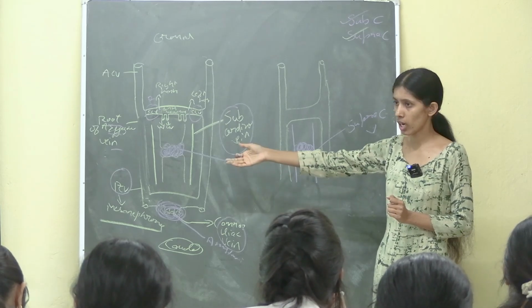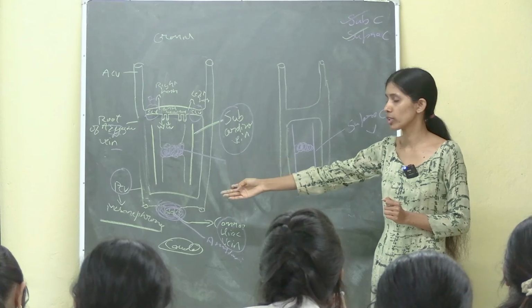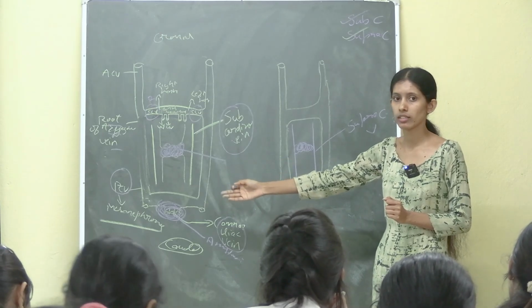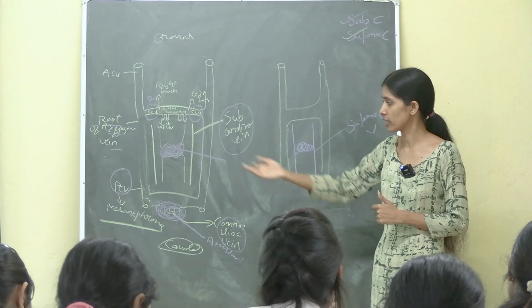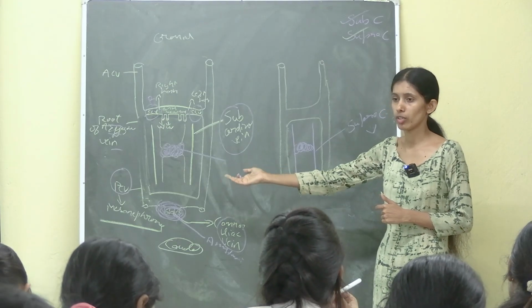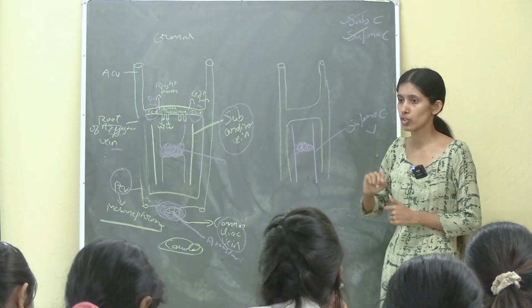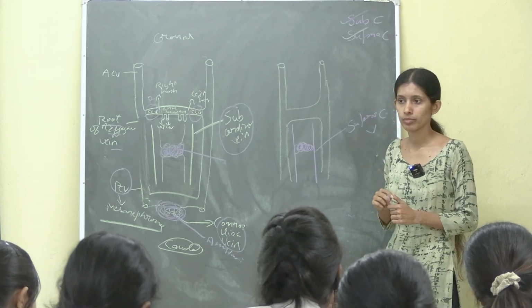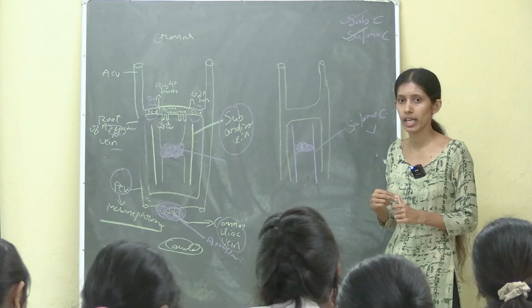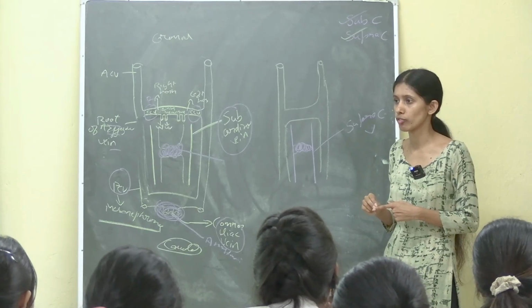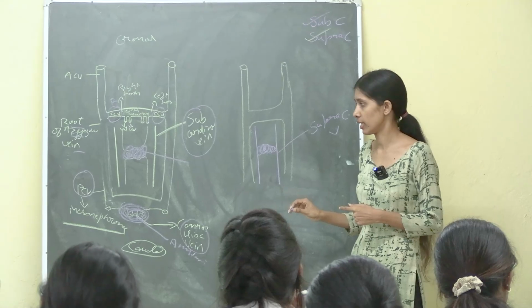Because your posterior cardinal vein is formed along with the development of mesonephrons. Once the mesonephrons start disappearing or degenerating, your posterior cardinal vein will also disappear, and its remnants give two important structures. What are those? Root of azygous vein and common iliac vein, or anastomosis of the iliac veins. You can say that also.